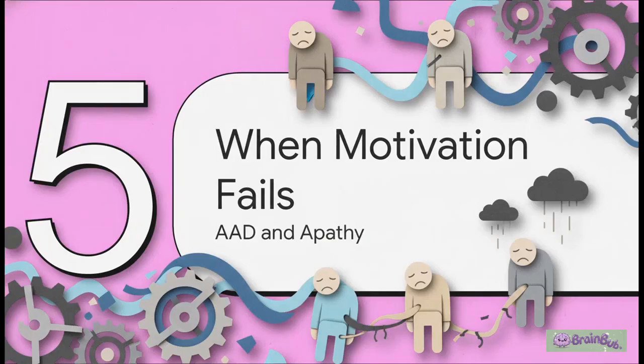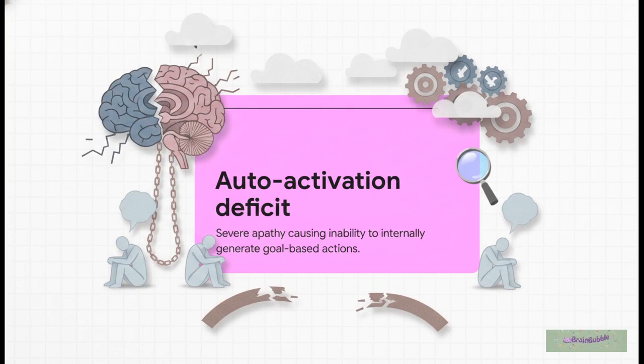Finally, Section 5, when motivation fails. Let's zoom back out and look at auto-activation deficit and apathy. Because when the circuitry we just discussed gets damaged, the results are tragic, but also incredibly revealing about human nature. The most severe form of this is auto-activation deficit, or AAD. It's characterized by an absolute inability to internally generate goal-based actions. Patients with AAD will literally sit in a room for hours, completely motionless and apathetic. It most commonly results from bilateral damage to the basal ganglia, that exact engine room of motivation we mapped out just a minute ago.